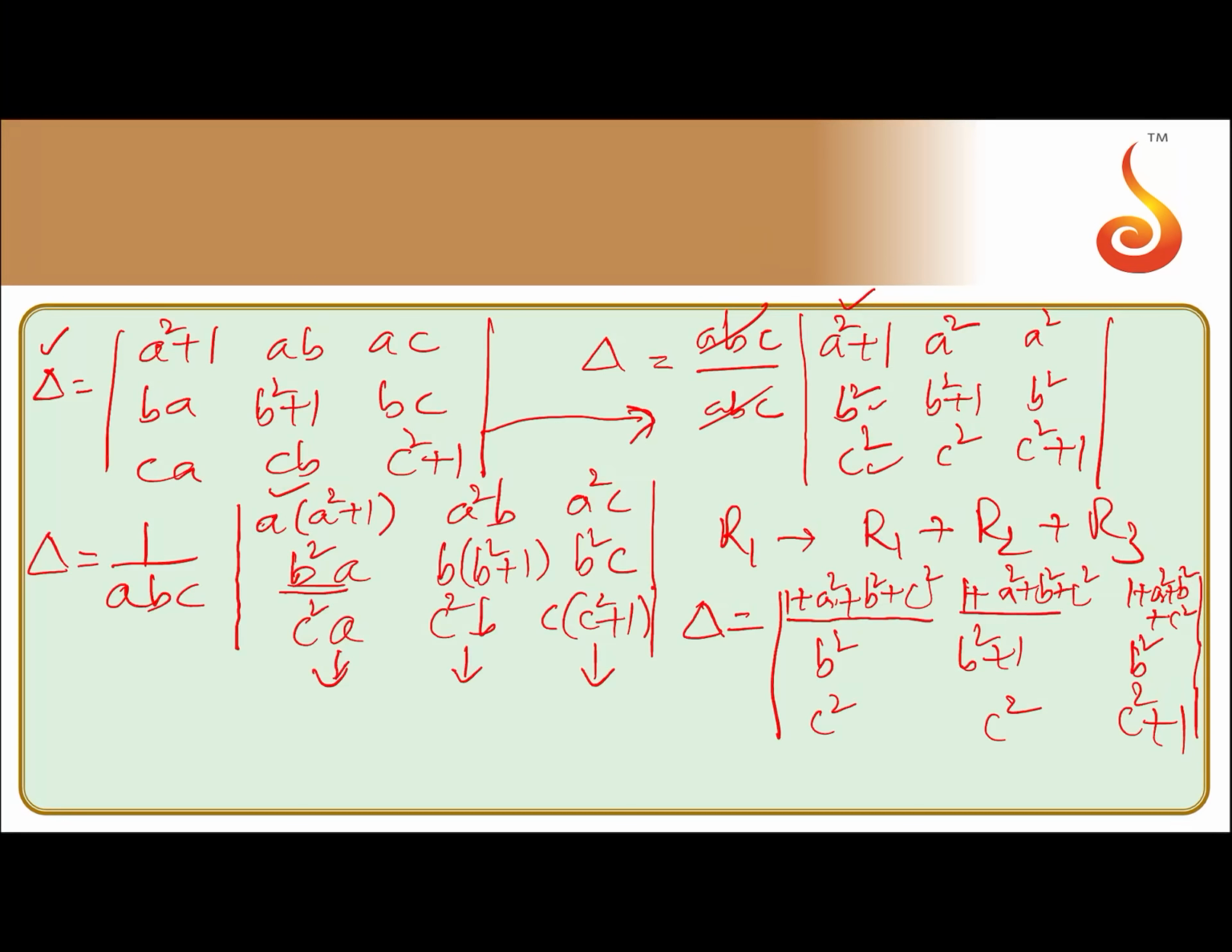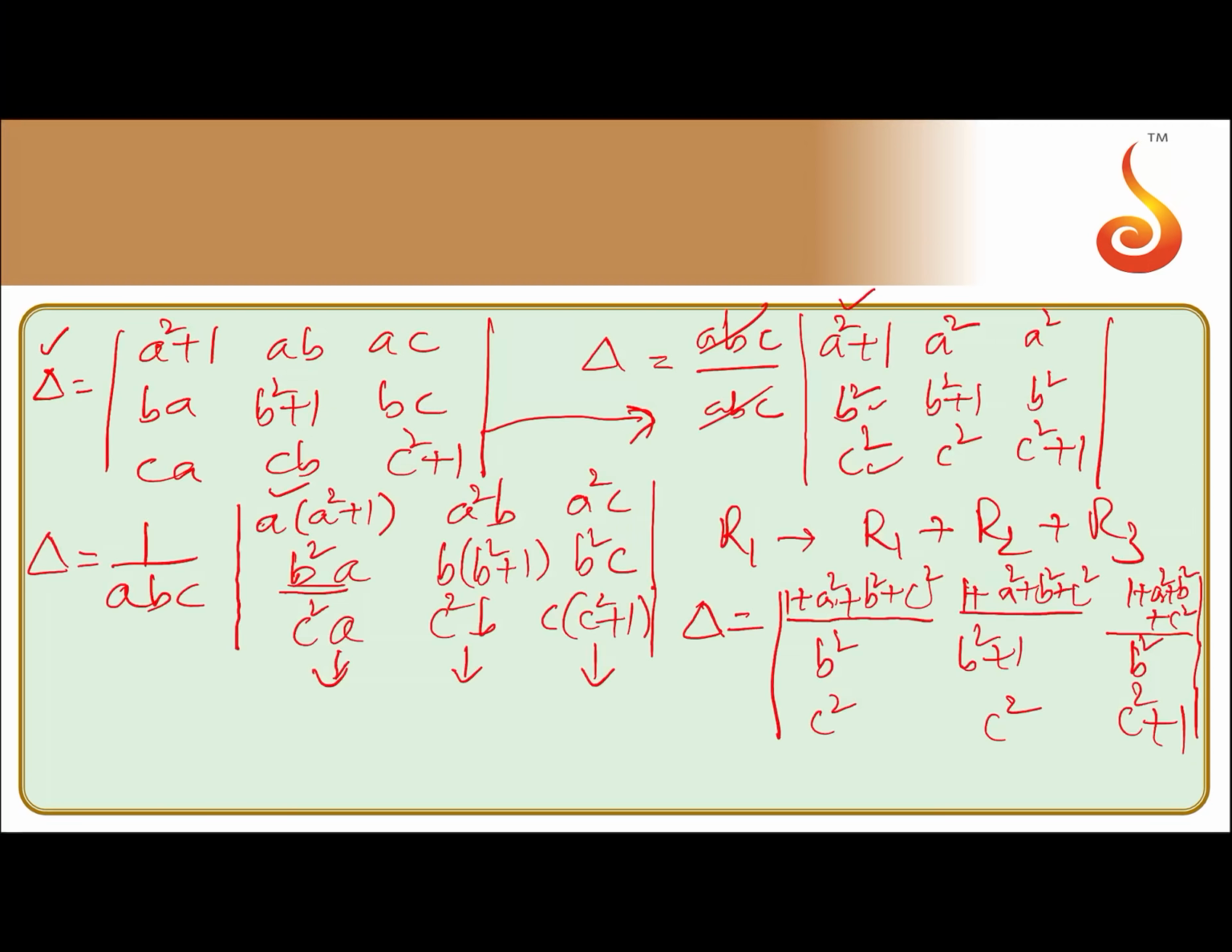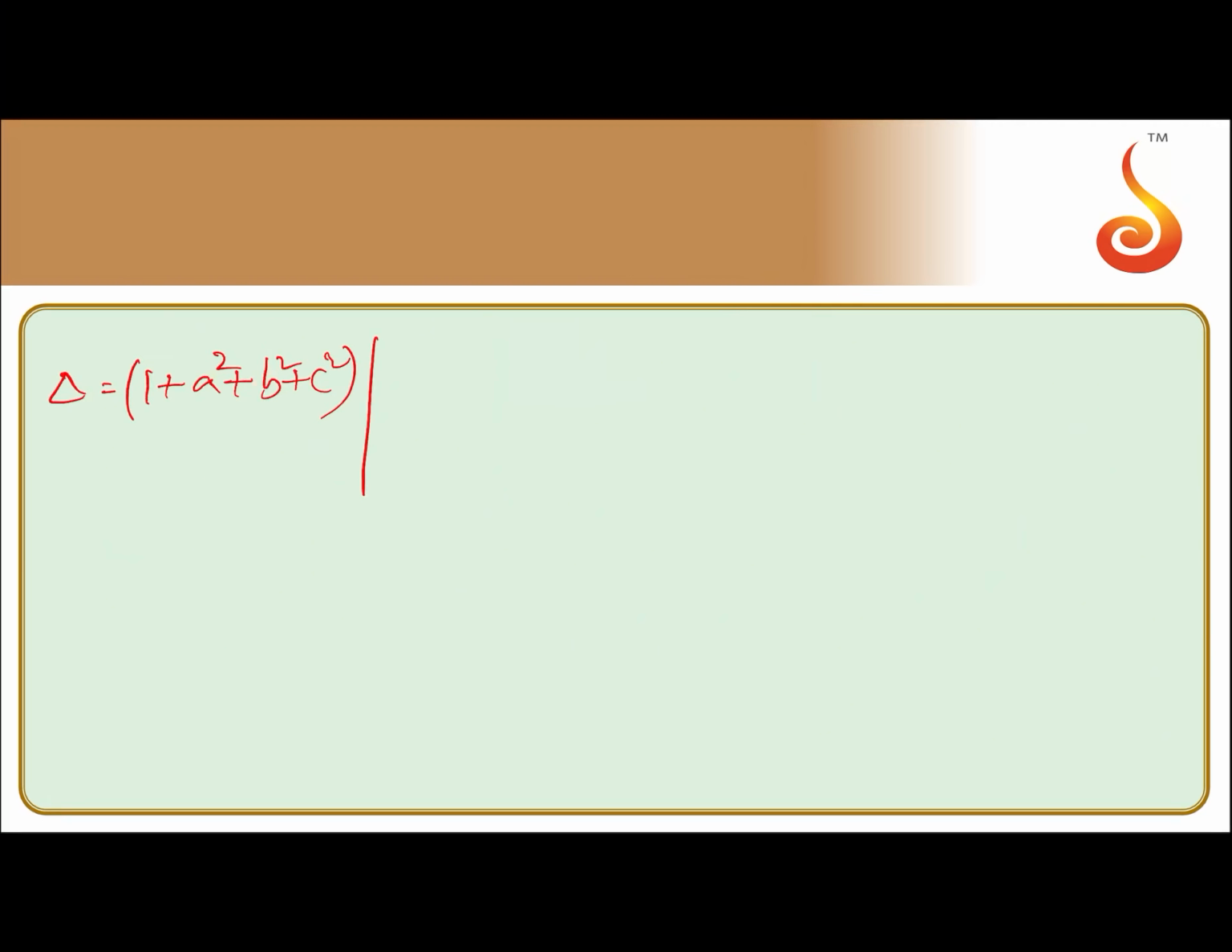Now, what do you observe from this one? In one particular row, every element is a multiple of 1 plus A square plus B square plus C square. Why don't you write the determinant as the product of that number? So the determinant can be written as 1 plus A square plus B square plus C square. If we take that common, what else remains in the first row? 1, 1, 1. So it is B square plus 1, B square, C square, and C square plus 1.